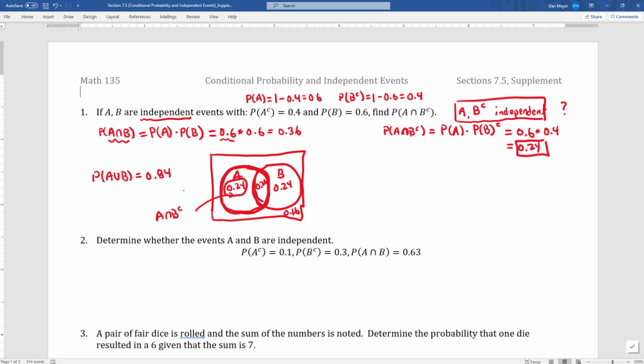We use the fact that A and B are independent to get our Venn diagram filled in, and then we use our Venn diagram to verify that when A and B are independent, then A and B complement are also independent. And we could also show that A complement and B are independent, and also A complement and B complement are independent. Whenever A and B are independent, then all the mixtures of A and B and their complements are also independent.